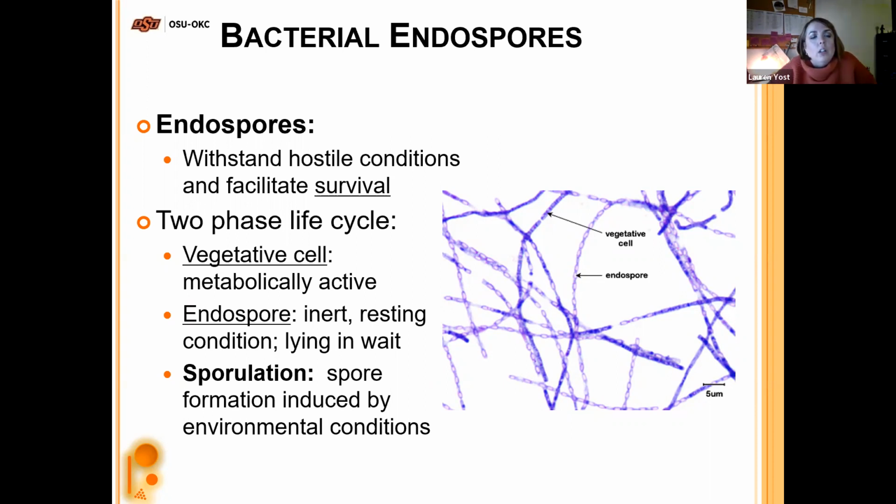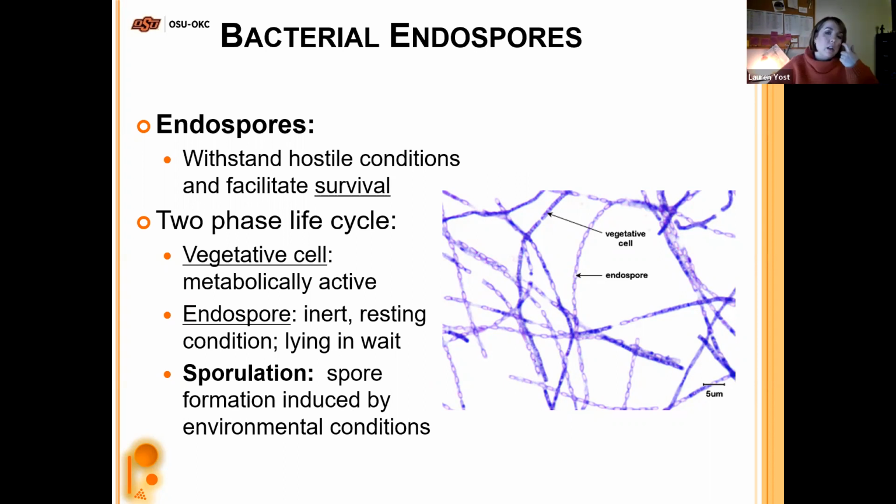Okay, so endospores. They withstand hostile conditions and facilitate survival. So in a hostile condition, you don't have any water, it got way too hot outside, it's too dry, you don't have any food available, there might be radiation, whatever. Endospores keep you alive. They are not metabolically active. They are alive, but inert, resting, and lying in wait for the good stuff to come back.